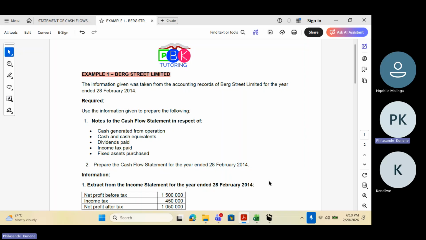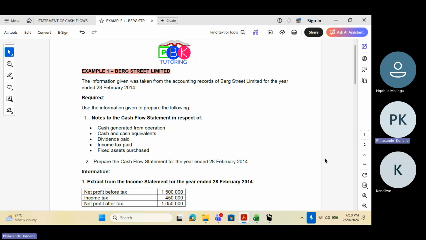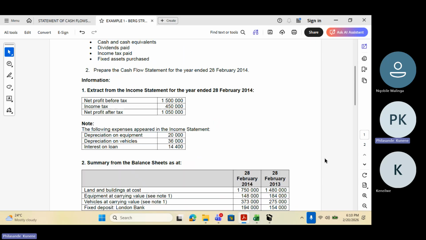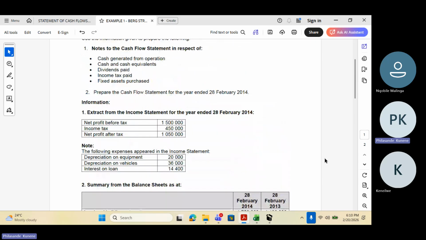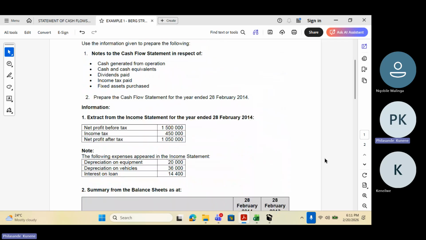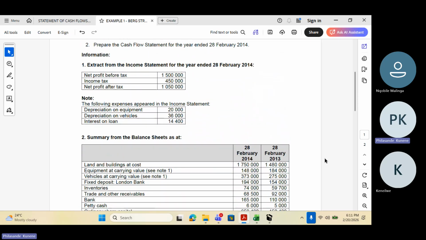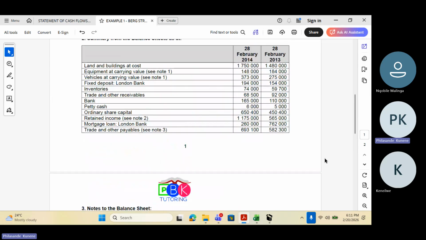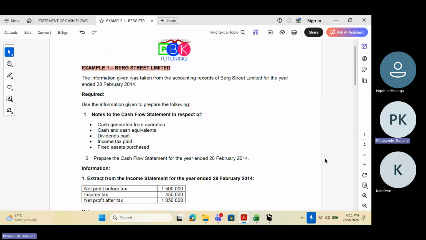I will go through the information, guys. Please, when I'm writing the information, I want us to pay attention to that so that we don't miss anything important that we will be doing. So this is our question. Example 1, we've required, and then we have the information that is provided to us up until the end. So we're going to go through that, and then we start working on the cash flow statement.